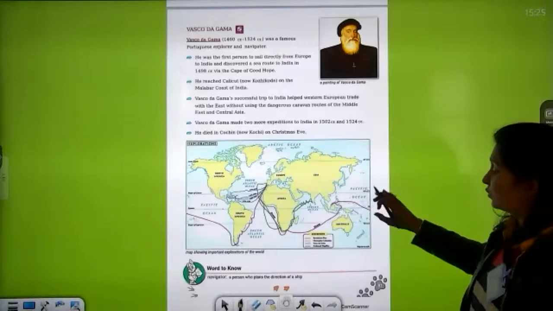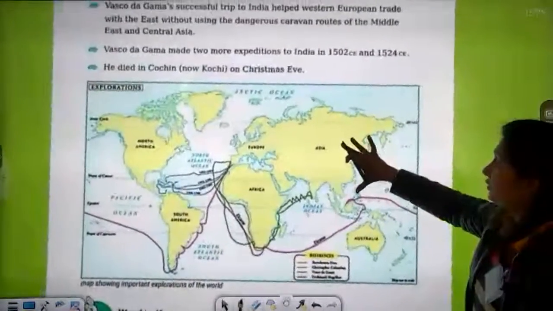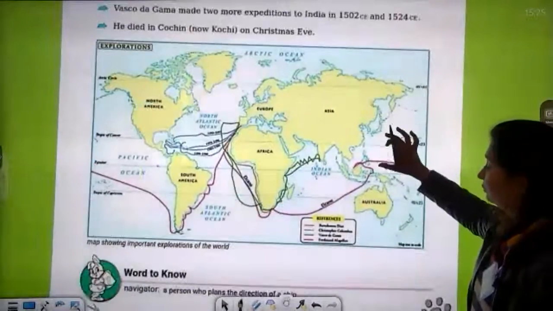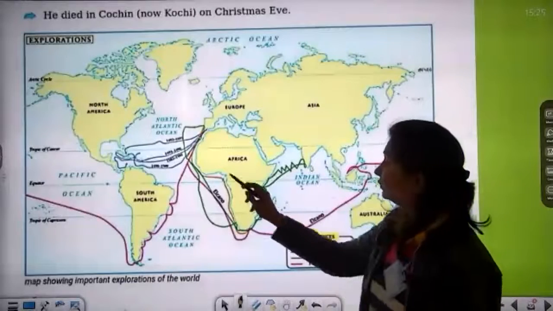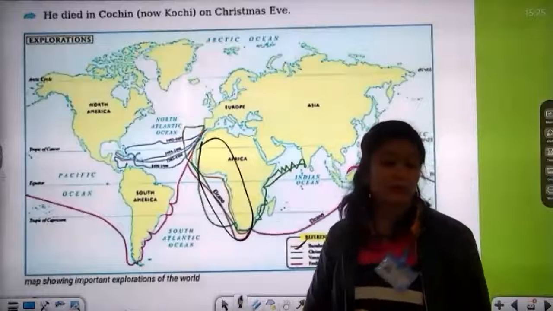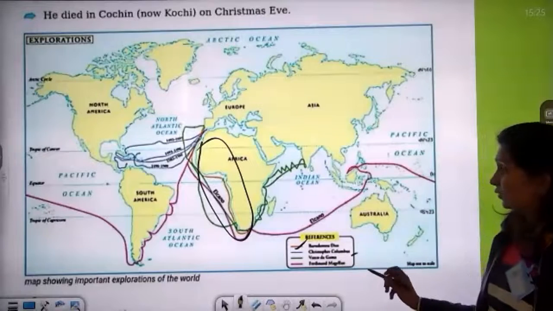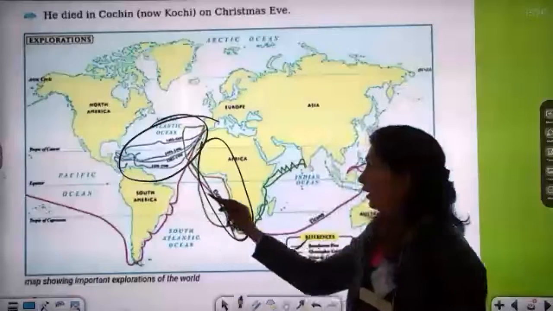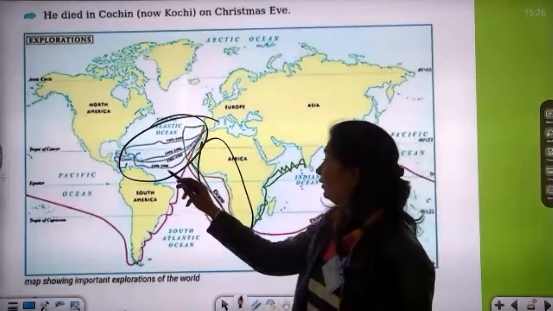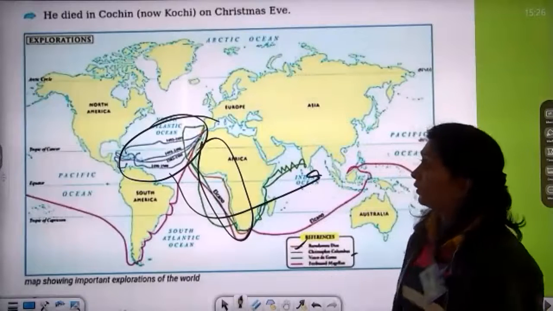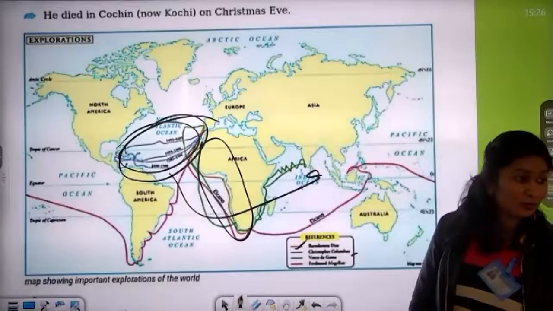See, can you see this map, students? In this map, everyone's route has been given. See, this orange one, first one, this orange route was used by Bartholomew Dias. In your books also you can see. Yes, then Christopher Columbus. He remained in this area only, but he wanted to reach Asia. Sorry, this is Australia. He wanted to reach Asia. Okay, and through the Atlantic Ocean he started, but he remained here only, and he discovered the parts of America.